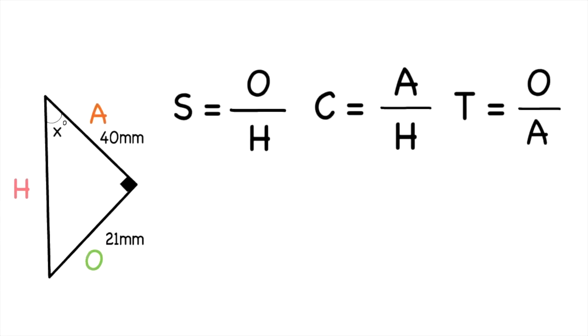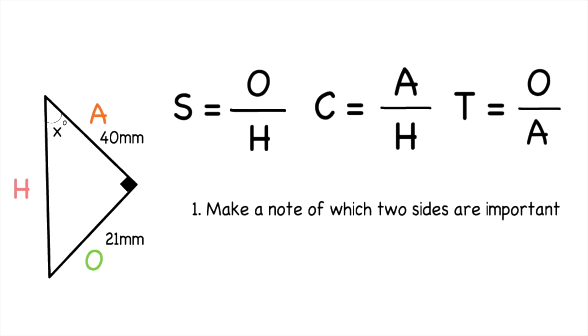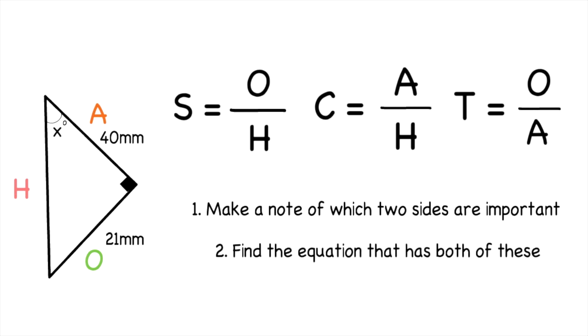So, once you've labelled it, you can choose which of the three equations you're going to need. To do that, you need to make a note of which two sides are important. Sides are important if you're either given information about them or you're being asked to find out information about them. And then you have to find the equation that has both of these in it. In this example, we are given information about A and O, so they are our important sides. The equation that has both O and A in it is our last one, T. So that's the equation that I would use with this example.